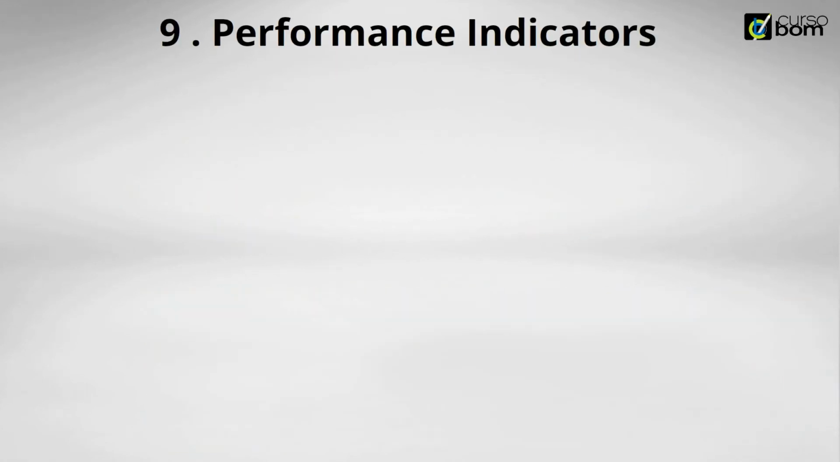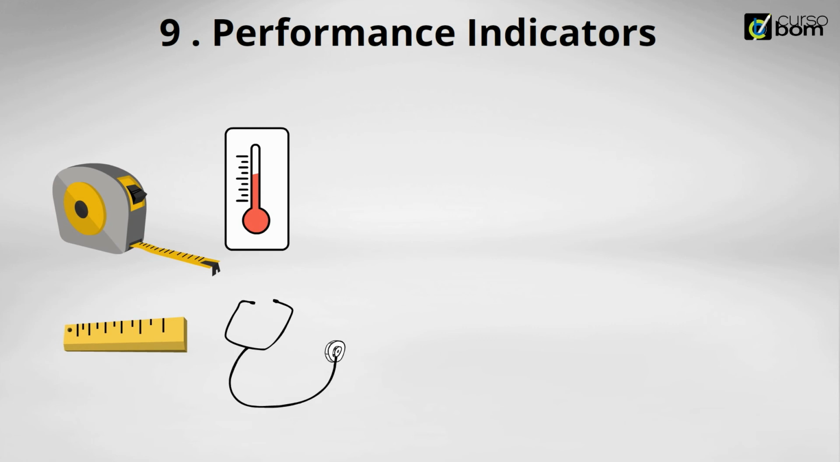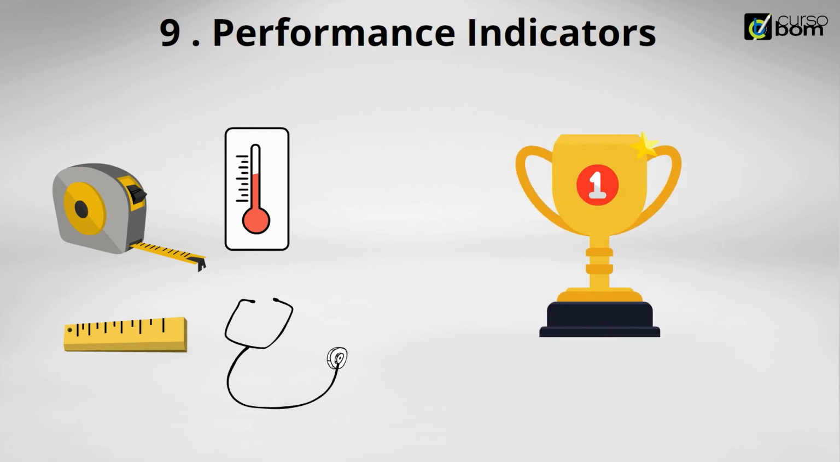Finally, 9. The project manager must define which performance indicators will be used, as well as what would be considered success. That is, what are the minimum acceptable values these KPIs should have at the end of the project.